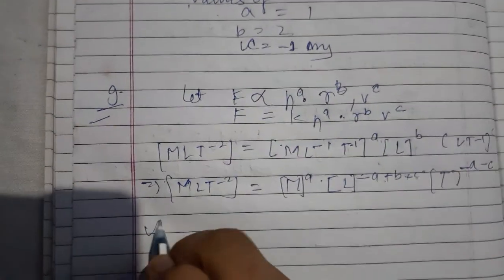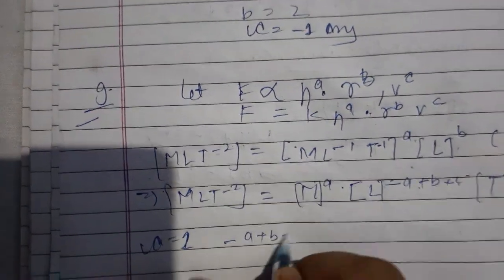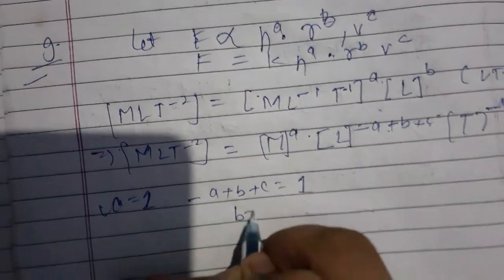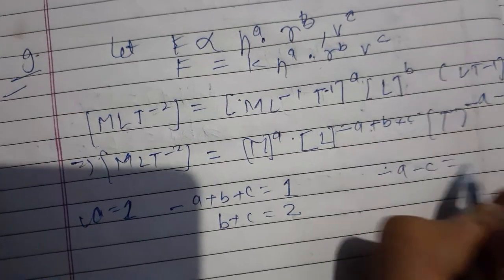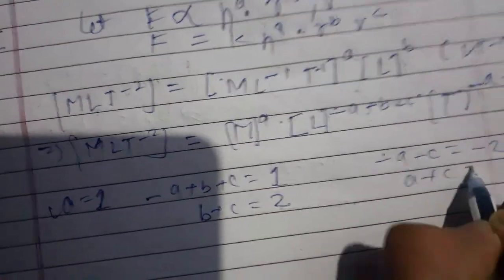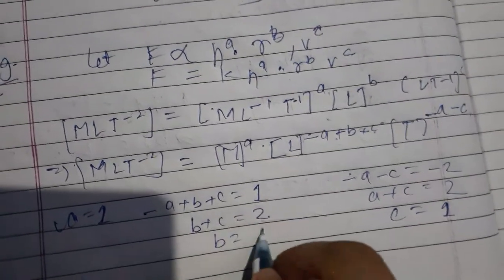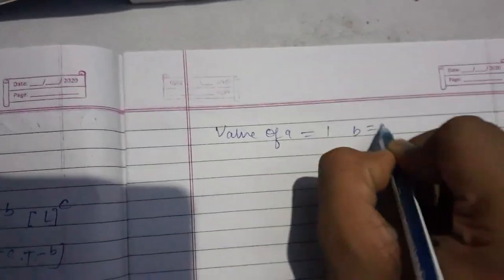So equating both sides, a equals 1, minus a plus b plus c equals 1, so b plus c equals 2, and minus a minus c equals minus 2, so a plus c equals 2. So putting the value a equals 1, c equals 1, so b equals 2 minus 1, that is b equals 1. So the value of a equals 1, b equals 1 and c equals 1.